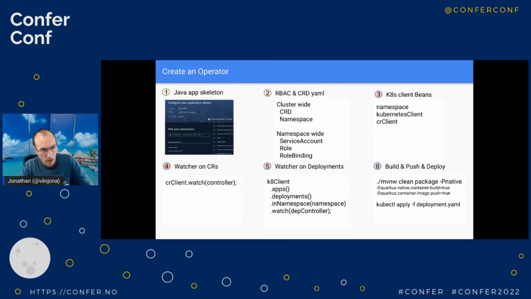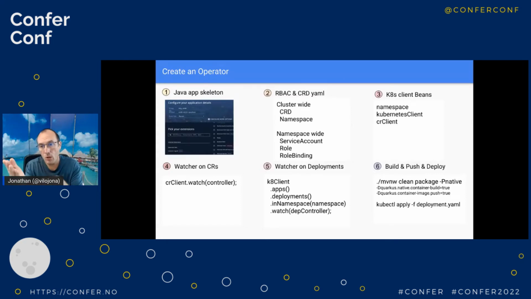So in order to create an operator, basically, we start a Java skeleton using the Quarkus website. Then we need to create different YAML files. We have CRD and namespace that are cluster-wide. And then we have a service account, a role, and a role binding, because our operator will use a service account in order to interact with Kubernetes.